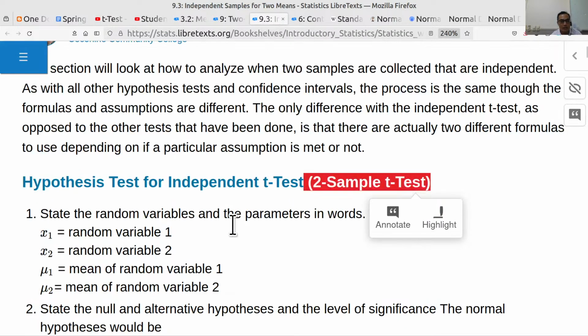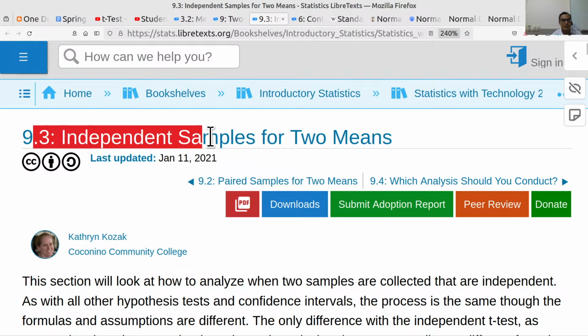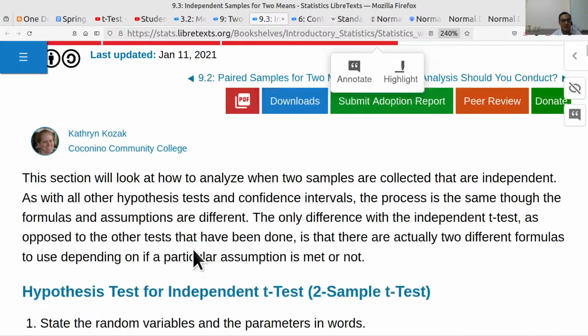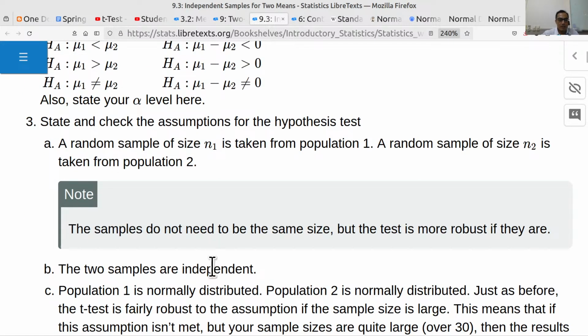Then go to the textbook. Textbook 9.3, independent samples of two means. And those hypotheses are, I will skip this part because it's very boring. But when we do the example questions, I think you can understand more. Okay.